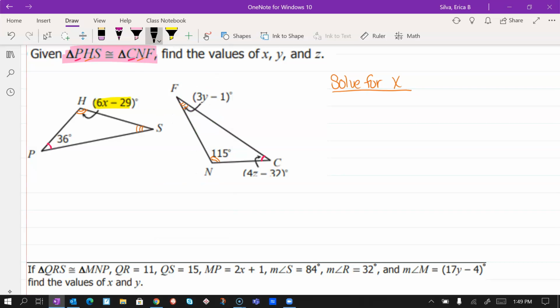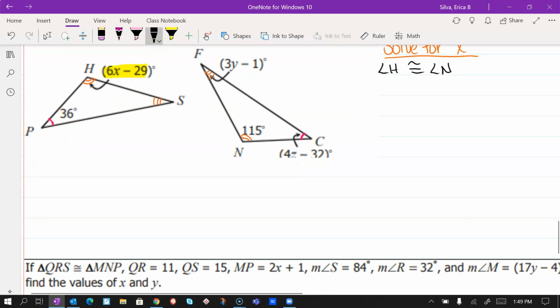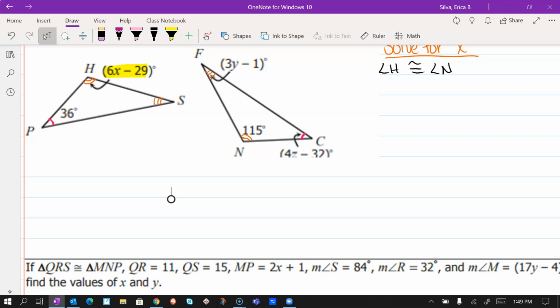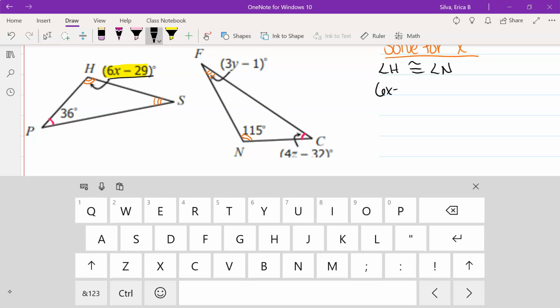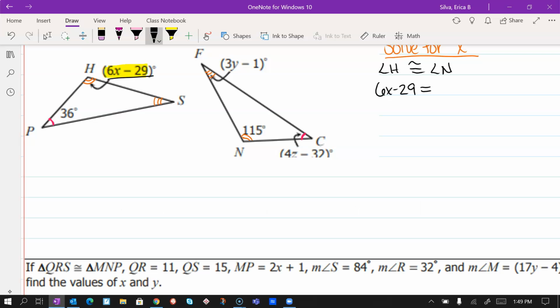So we're going to say that angle H is congruent to what angle? We're just looking at the names of the angles right now. Angle N. Notice how I'm using the congruency symbol. And now that we know that those two are congruent, now let's put the angle measure. Angle H is 6x minus 29 equals, now that we're using numbers, we're going to use equals, and angle N is equal to 115 degrees.